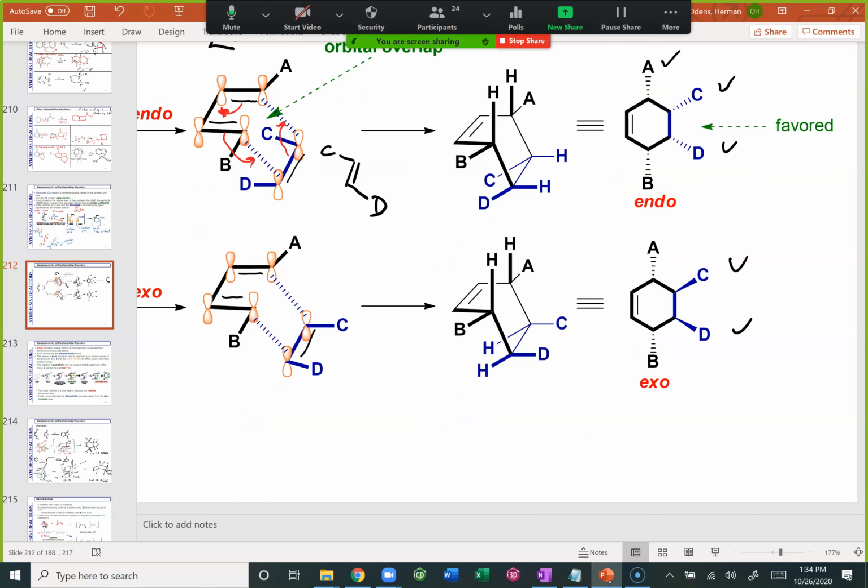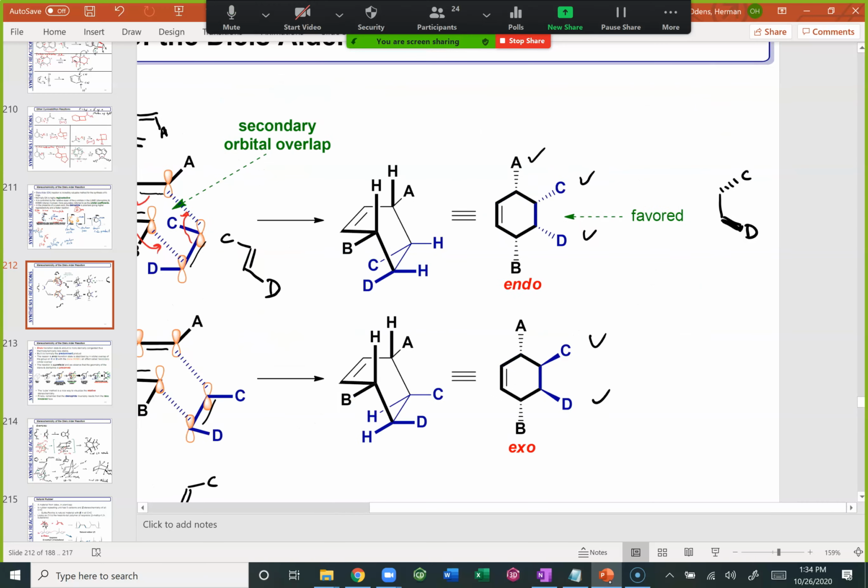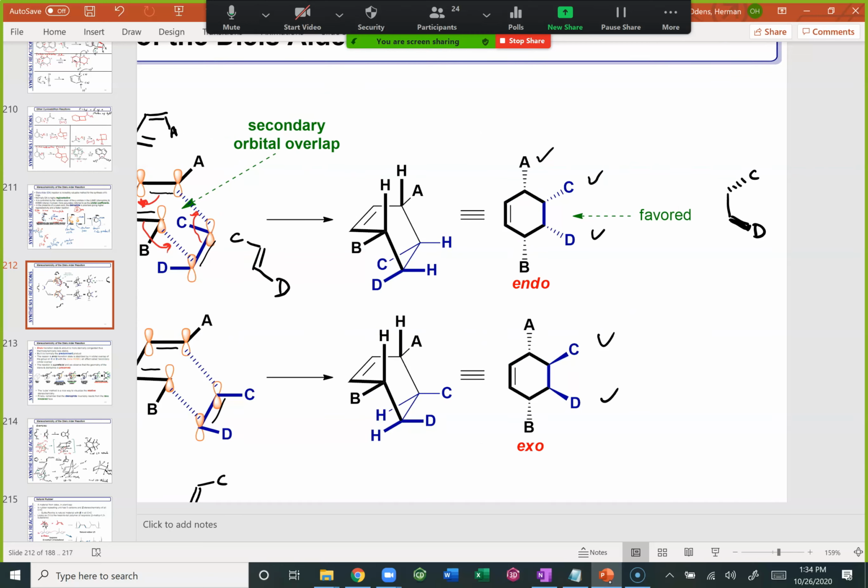But I can give you combinations. I could give you, for the exo, what if I gave you something that ends up like that? And then you have to come up with the answer. So bottom line, this is the bottom line. You got to know how to draw these things and come up with the right answer.